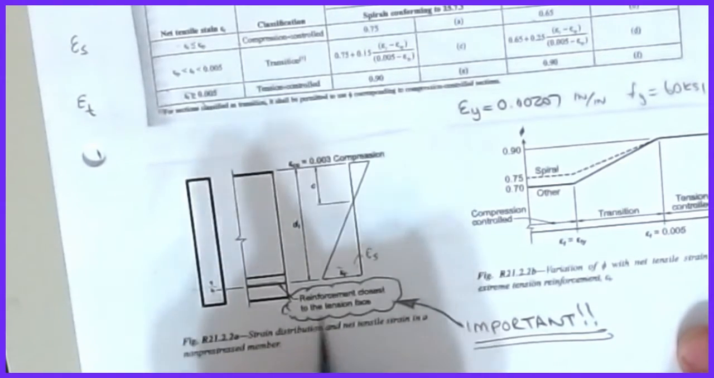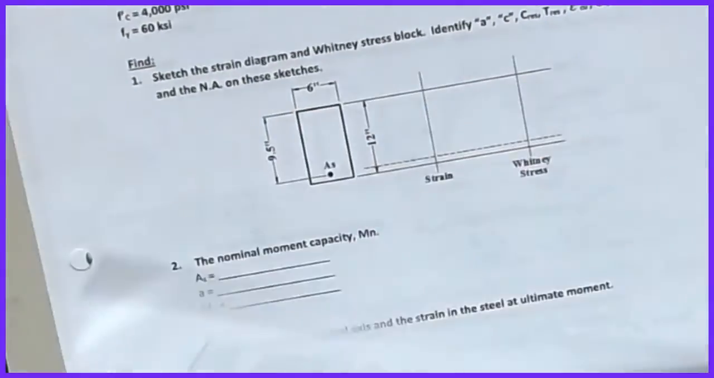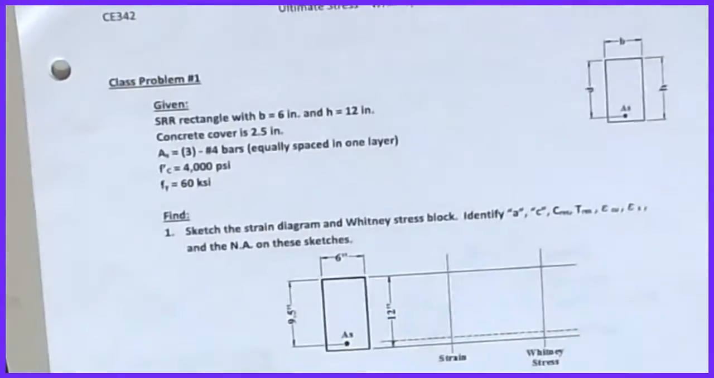It says reinforcement is closest to the tension face. That's where epsilon t is depicted. All right. Okay. So that pretty much sums up our Whitney stress block for us.